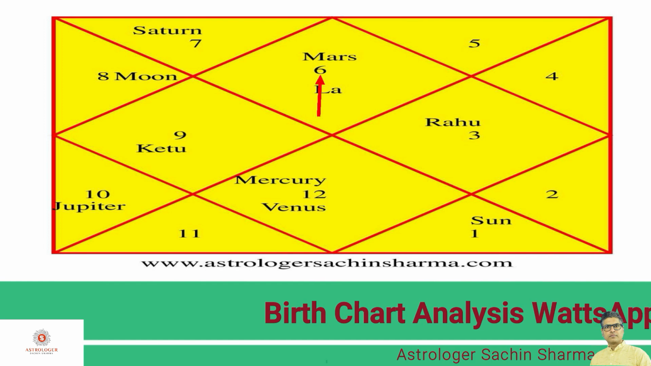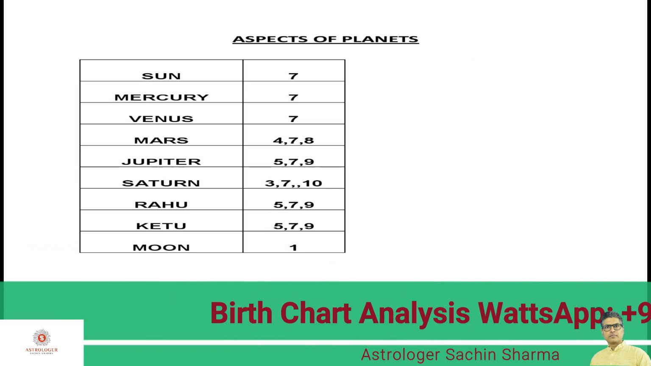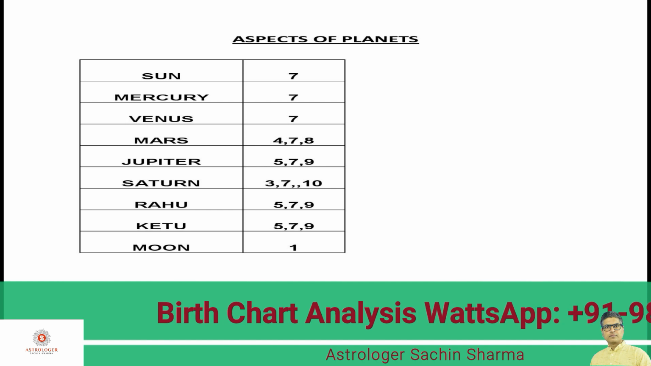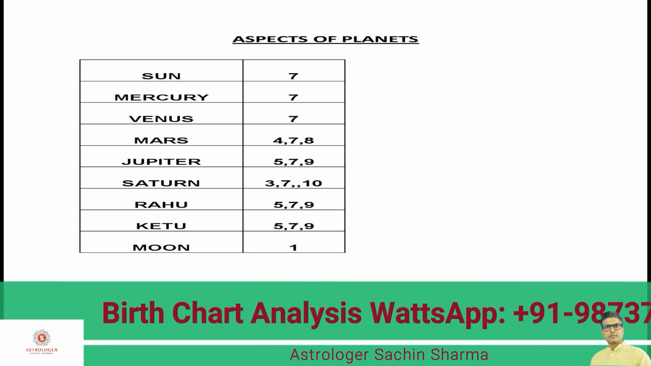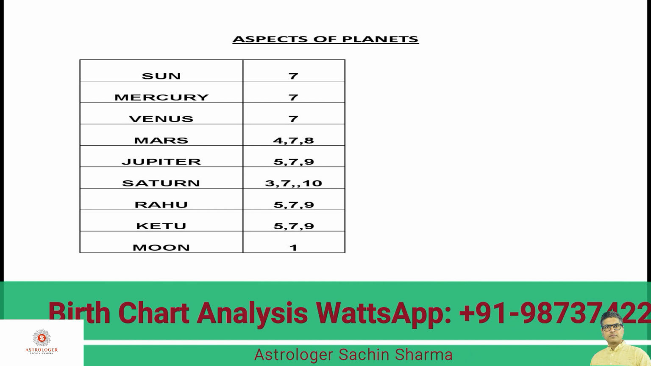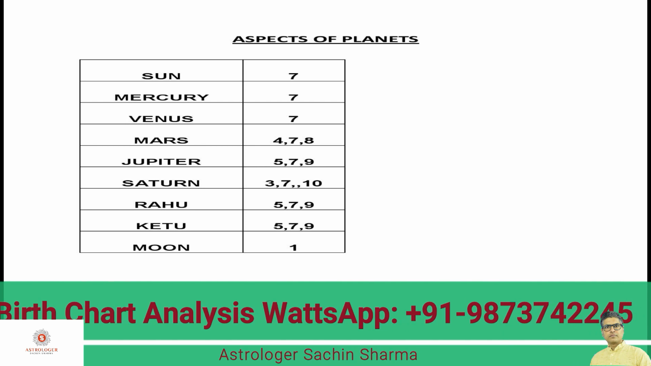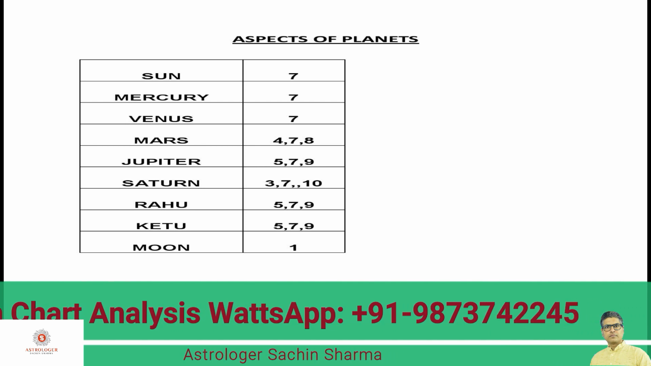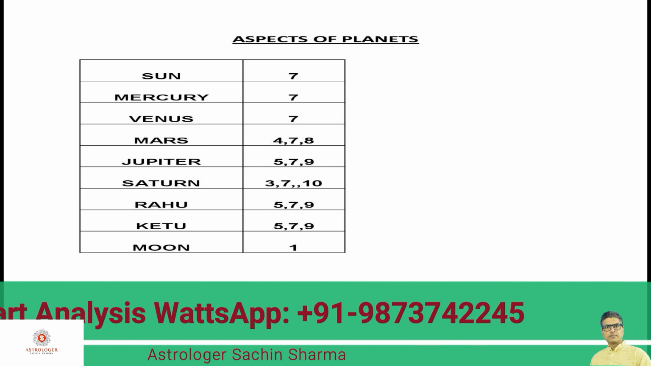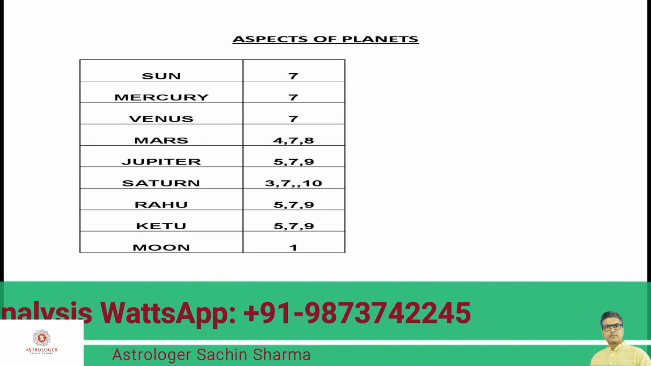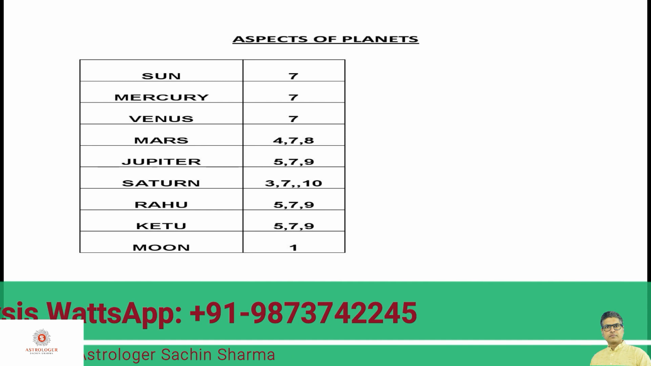So all the planets will always aspect the 7th house. However, only Saturn, Jupiter, Rahu, Ketu and Mars have different aspects as well, which we have already discussed. So here I have prepared a table for you which will be very helpful for quick revision.